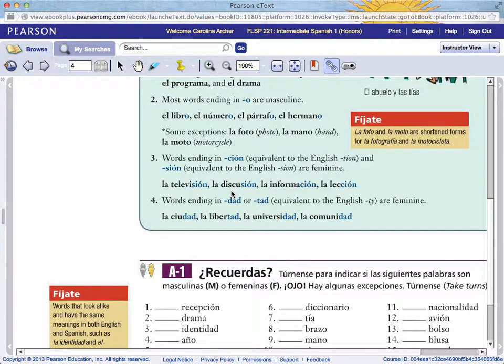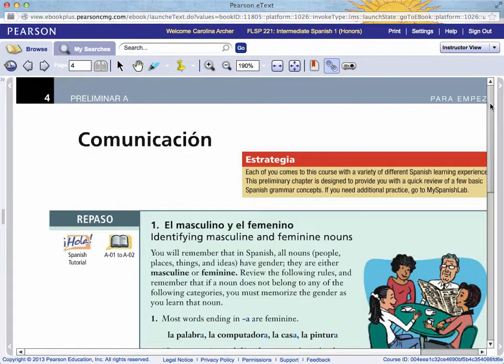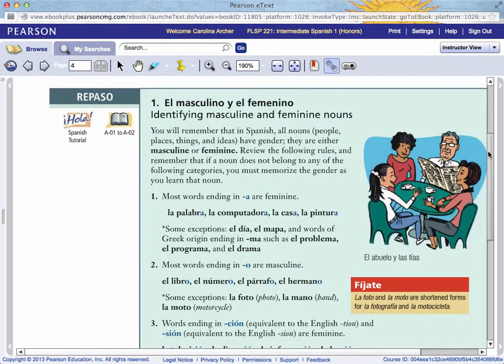And words ending in dad or tad, okay, the equivalent of the English ty, the ending, are feminine. La ciudad, la libertad, la universidad, y la comunidad. This is very, very, very important that you make sure that you understand, that you know the gender of nouns, okay?